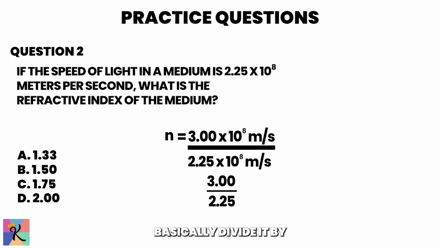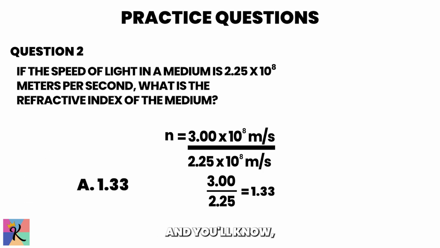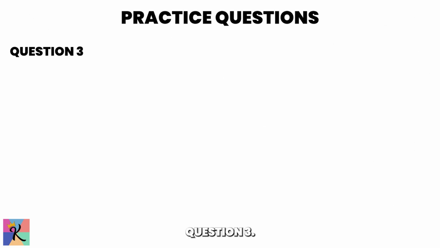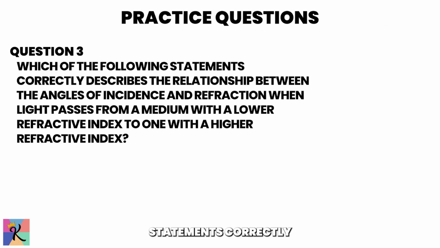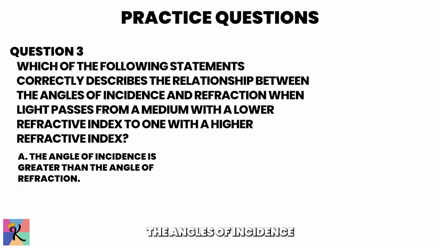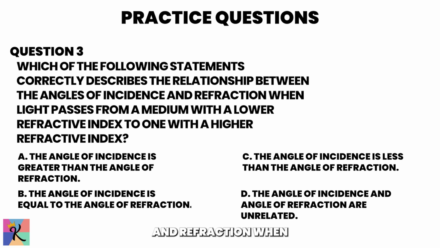So we take 3 basically divided by 2.25, and we get 1.33. And you'll know, just looking at the dimensional analysis, we're effectively canceling all of the units because the refractive index has no units. So that's how you know that you can eliminate certain ones on the MCAT if they provide the index in units. Question 3. Which of the following statements correctly describes the relationship between the angles of incidence and refraction when light passes from a medium with a lower refractive index to one with a higher refractive index?